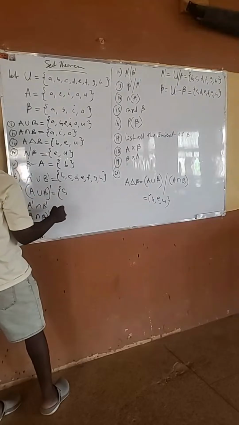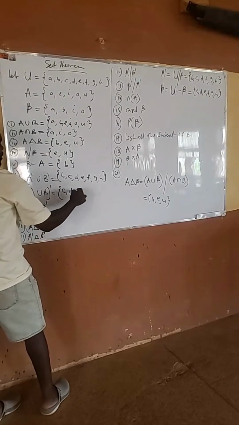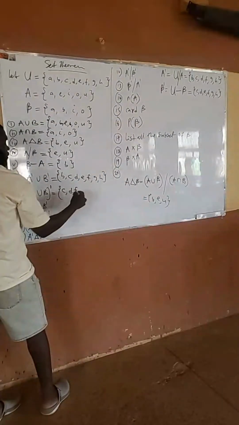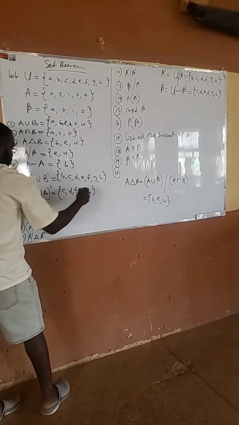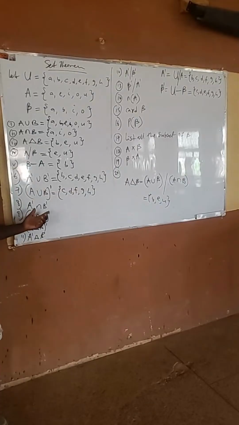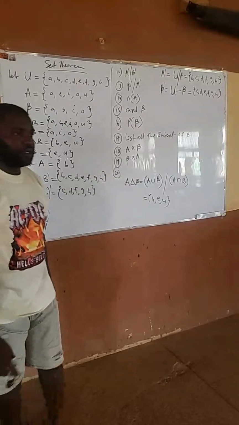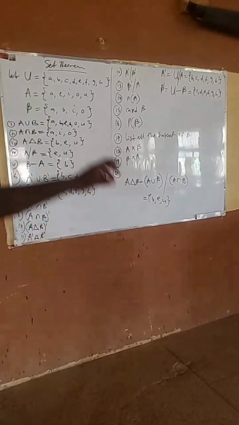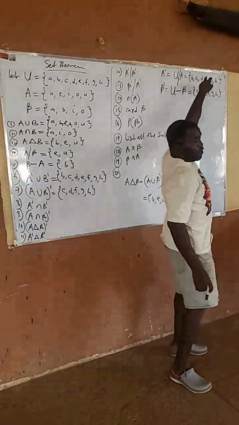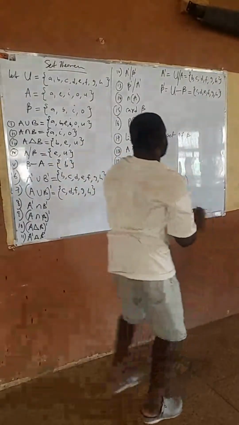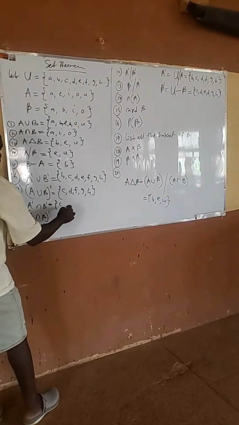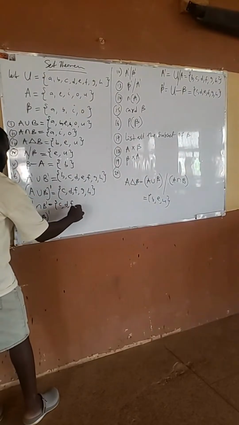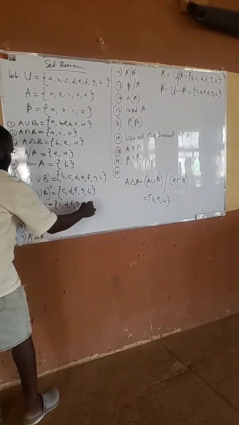C, D, F, G, H. Is that all? Okay. So who can tell me what this one means now? A complement intersection B complement. What does it mean? What is common between these two complements? Tell me what is common between them. Let's go. C, D, F, G, H.